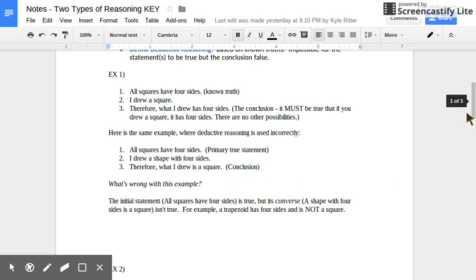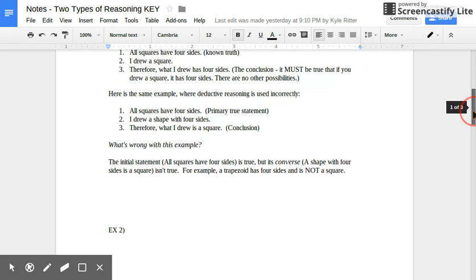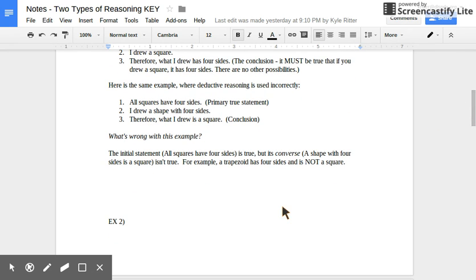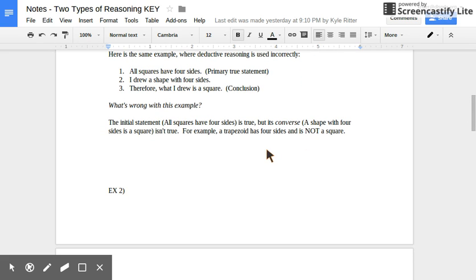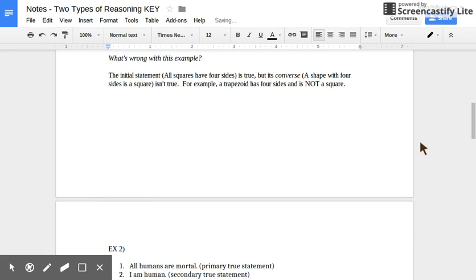So what's wrong with that example? Well, there are many shapes, some specifically that have names, some that don't, that have four sides. Any four-sided shape is called a quadrilateral. There are specific types such as trapezoids, rectangles, rhombi, a lot of different types. So just because I drew a shape with four sides does not mean that I drew a square specifically. So again, deductive reasoning cannot have a false statement or a false conclusion.